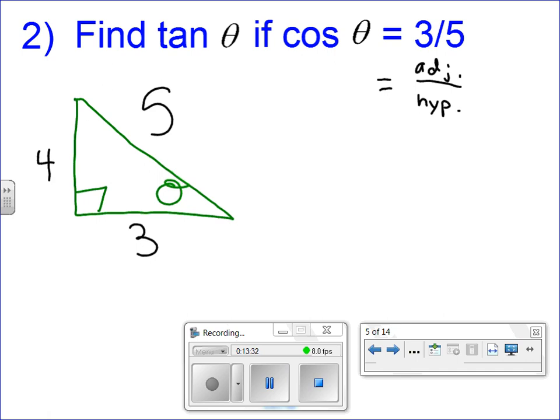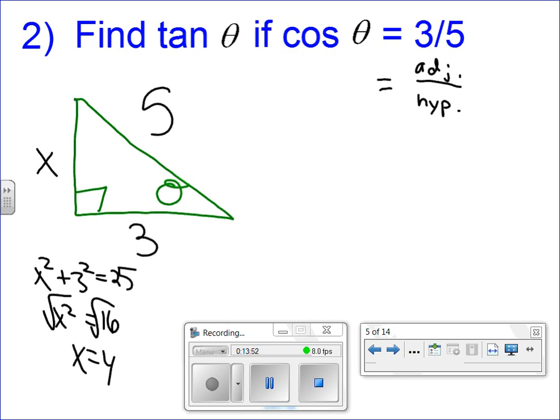Now if you don't recognize it right away, because you don't know what 3, 4, 5 triangles are, you can solve for x by doing a quick Pythagorean theorem. X squared plus 3 squared equals 5 squared, which 5 squared is 25. You can subtract the 9 over, get 16, square root both sides, figure it out that it's 4. But yeah, I feel like you're all at the place in your math career that you should recognize 3, 4, 5 triangles.